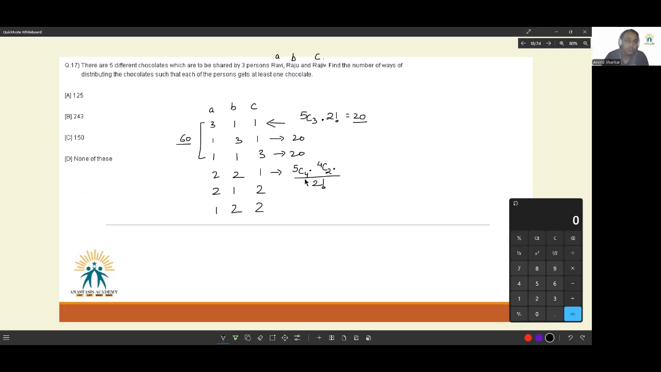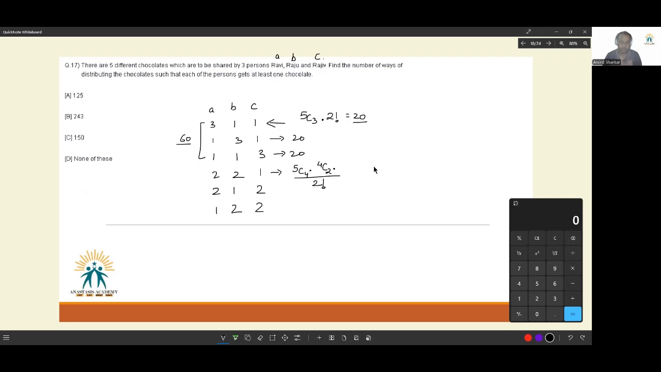First, I'm selecting 4 chocolates which are going to people who have 2 chocolates each. Which 4 chocolates are going to people who have 2 chocolates? Now, among those 4 chocolates, I'm making groups of 2 chocolates each, 4C2 and 2C2. However, I'm not writing 2C2 because it is equal to 1 only. Among those 4 chocolates, I'm making a group of 2 chocolates and another group of 2 chocolates.